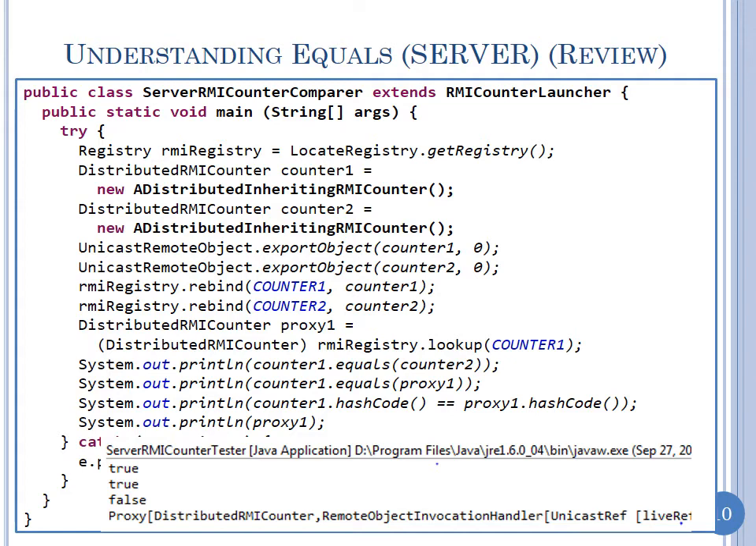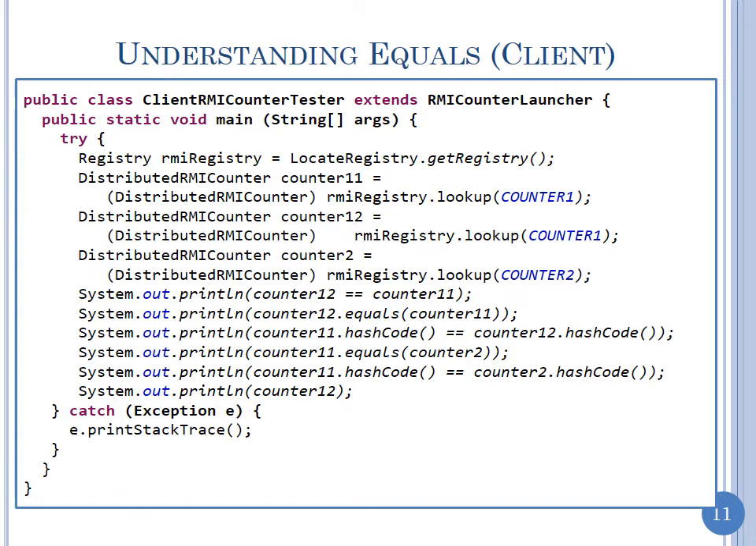Okay. It's my client. I look up counter one. I look up counter one a second time. So from the same counter, I look up twice. This is the kind of question you were asking. So there's counter 1-1, there's counter 1-2. And I then look up counter 2. Okay. So is counter 1-2 equal to counter 1-1?